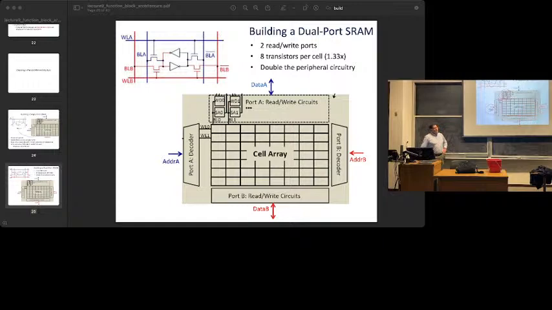Yeah, now you get into stability. You have to be careful that these inverters are strong enough that when you do a read, if both ports chose to read from the same cell, it wouldn't upset it. So you're right, your stability also gets a little more tricky. And maybe that means you have to change the design of these inverters, so there might be some additional area increase for that too.